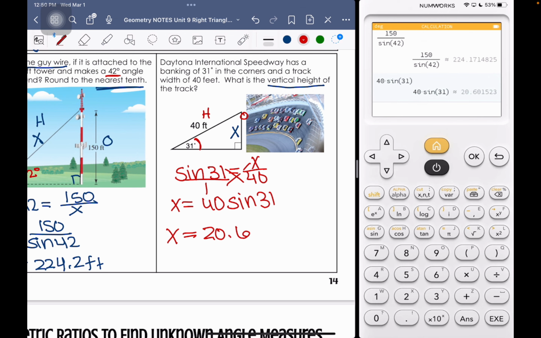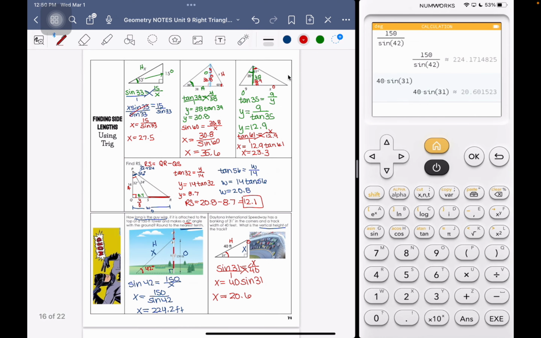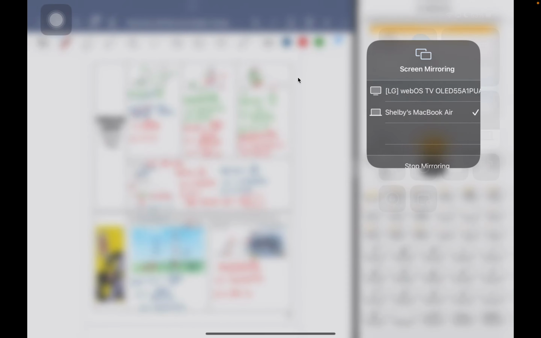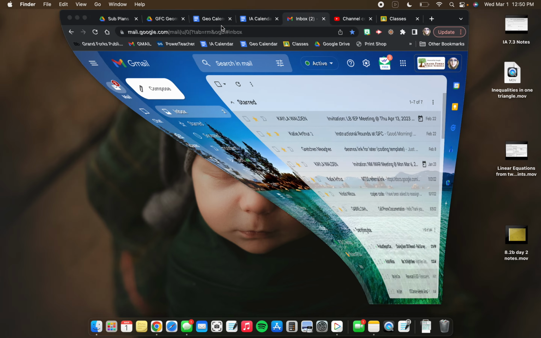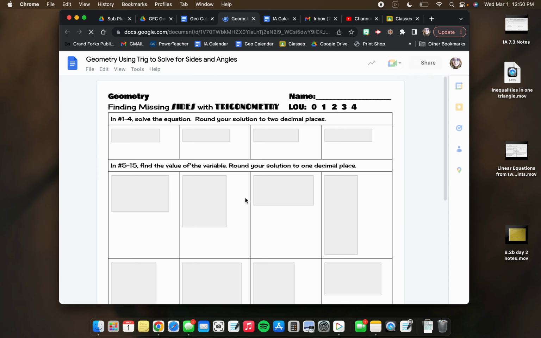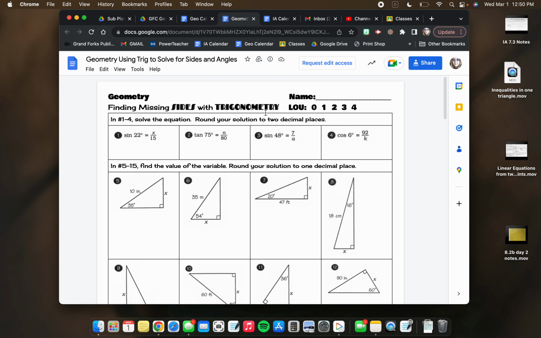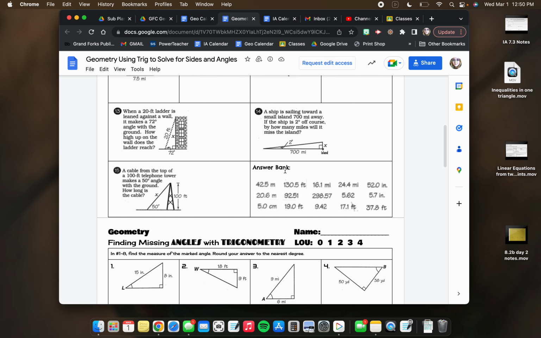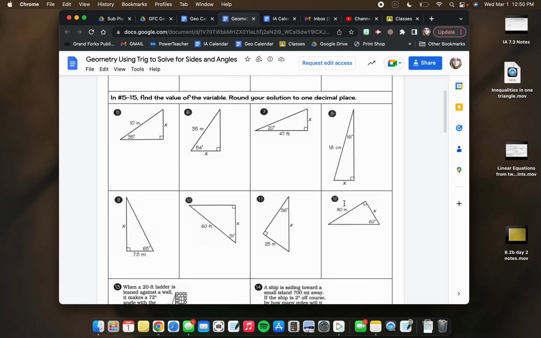Okay, and then that is it for notes today. Your homework is going to be this first page, just the front, finding missing side lengths with trigonometry. You're going to do 1 through 15, and here's your answer bank. You can check your answers, so just the front.